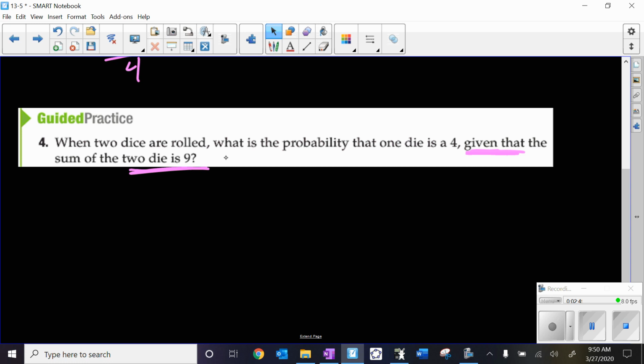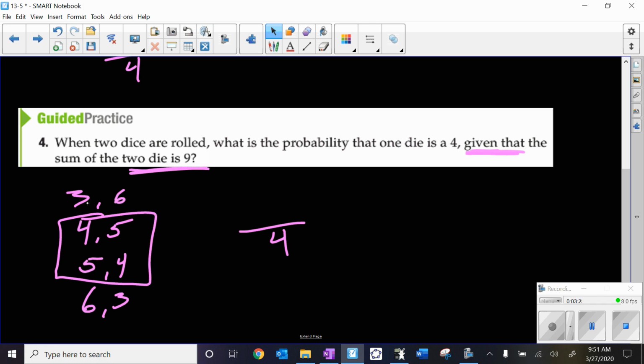So I would come up with the total number of ways to get a sum of 9. A sum of 9 could be 3 and 6, 4 and 5, 5 and 4, or 6 and 3. Those are the only ways that I can roll a sum of 9. So there are 4 ways to roll a sum of 9. And I want to know the probability that one of the dice has a 4 on it. I look through all my options, and there are 2 of them. The probability is a half.